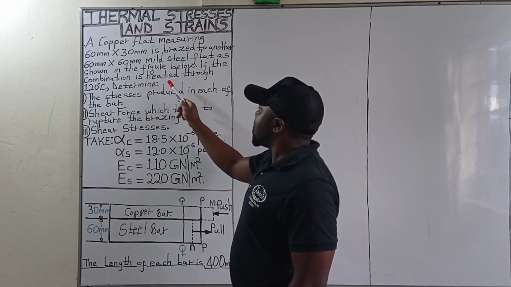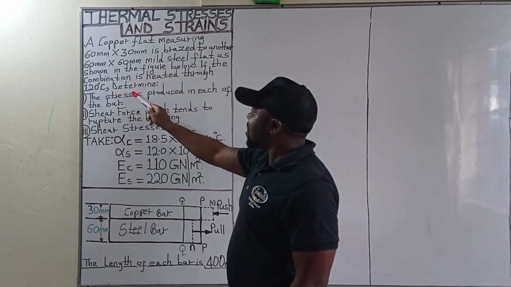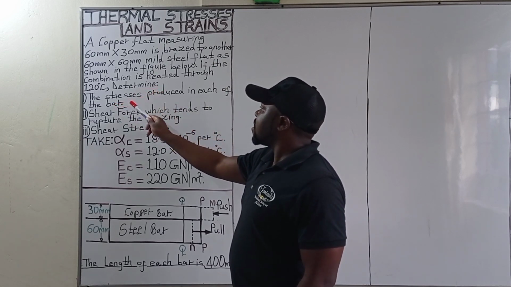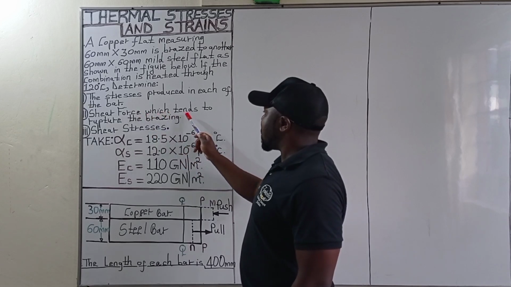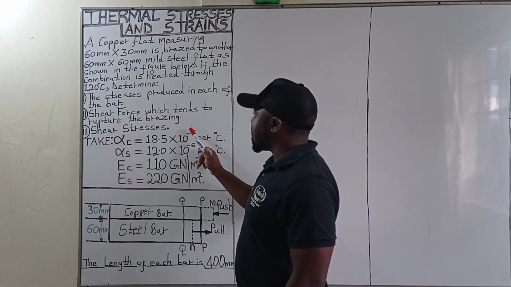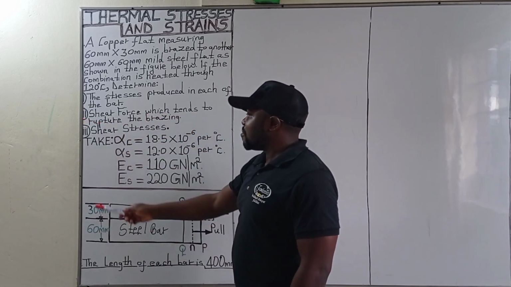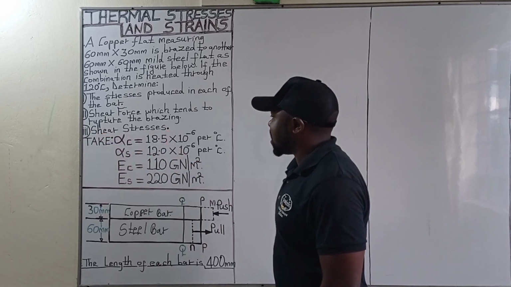If the combination is heated through 120 degrees Celsius, determine: 1. The stresses produced in each of the bars. 2. The shear force which tends to rupture the brazing. 3. The shear stress.